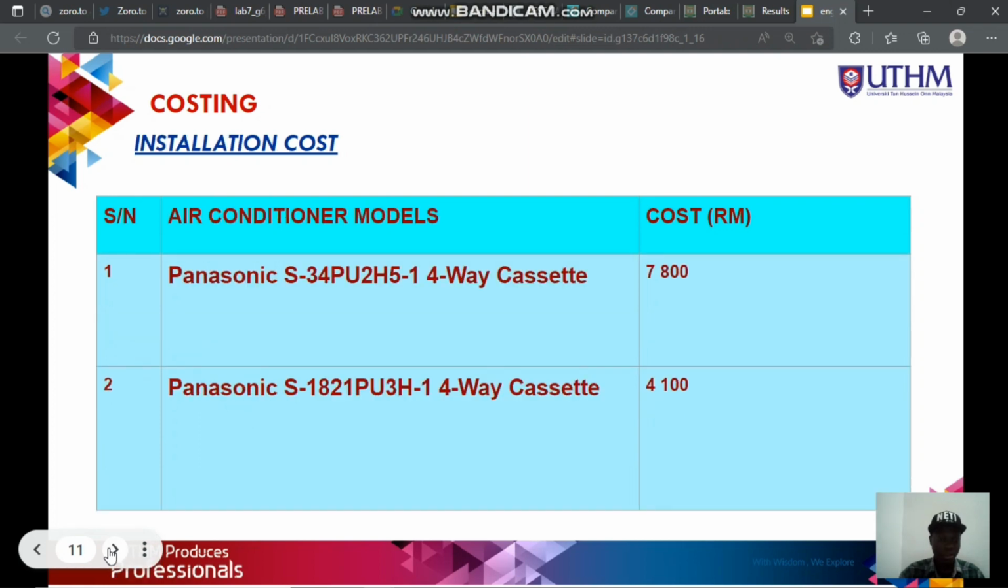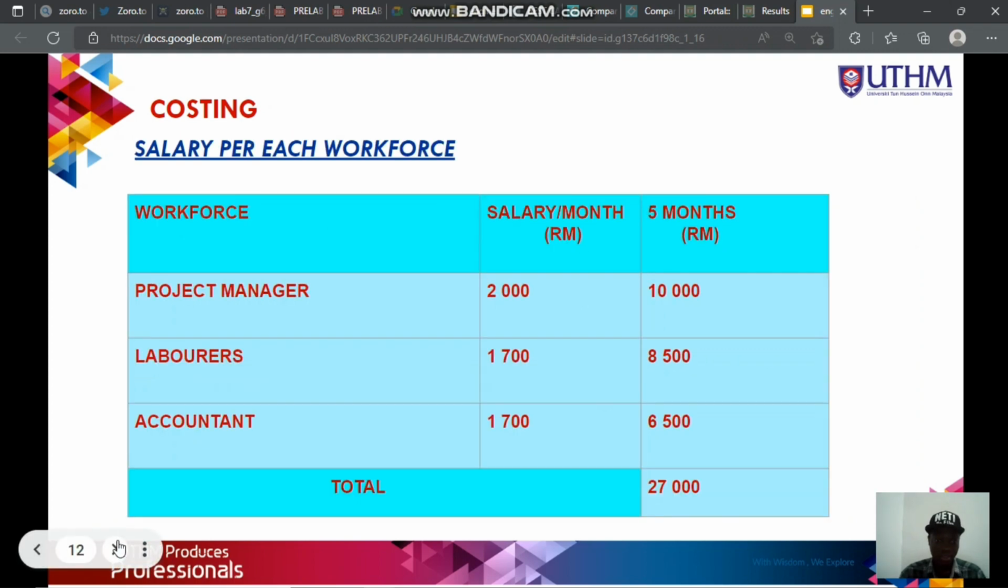Then the cost of installation, as well as the price of the air conditioning models that would be used. Both are ceiling mounted air conditioners, inverter and energy saving. The first one is the Panasonic S34PU2H51 4-way cassette, which is 7,800 ringgit, while the other one is the Panasonic S1821PU3H1 4-way cassette, which is 4,100 ringgit.